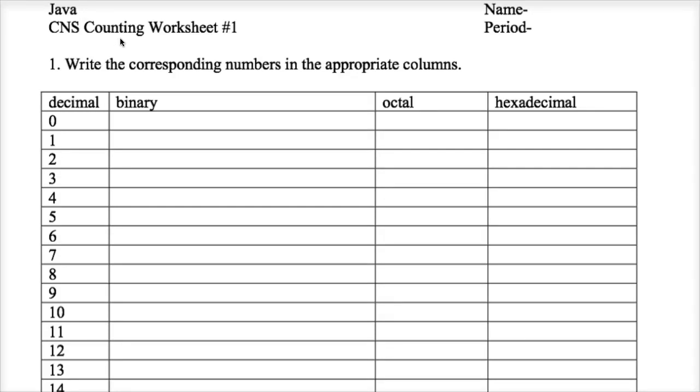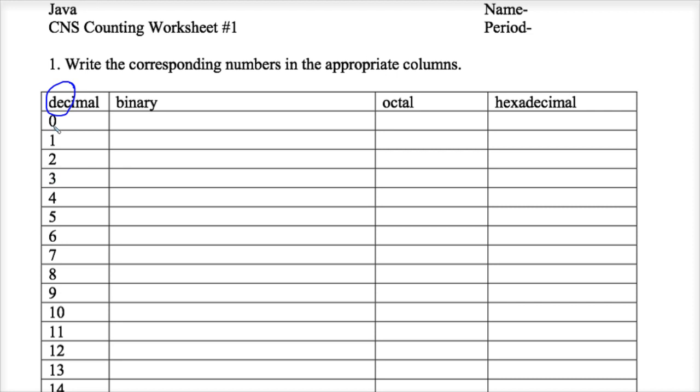Let's do some exercises here from Computer Number Systems Counting Worksheet Number 1. It's been thought that humans count in groups of 10. We use the decimal system, groups of 10, because we have 10 digits on our hands. We have 10 fingers on our hands, and we like to count in groups of 10.